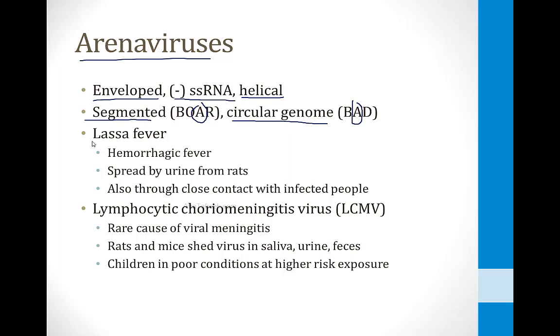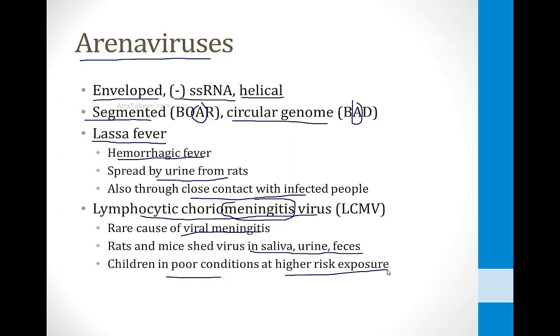The first one is the Lassa fever virus. This causes hemorrhagic fever. It's spread in the urine of infected rats. You can also contract this through close contact with infected persons. And then the second arenavirus is the lymphocytic choriomeningitis virus, or LCMV. It has the word meningitis in its name to remind you that it is a rare cause of viral meningitis. This virus is shed by mice and rats in their saliva, urine, and feces, and it often infects children who are living in poor conditions in resource-poor countries. They are at high risk for exposure.